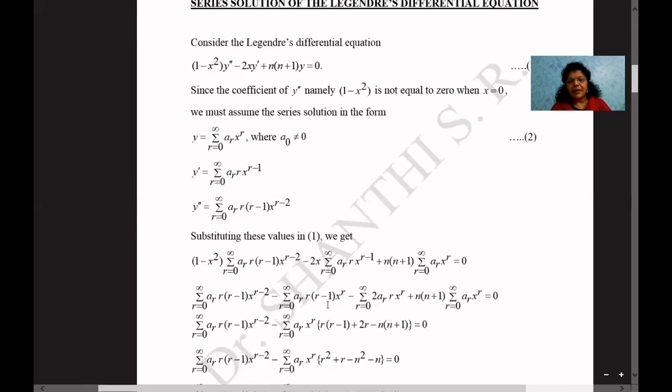Minus of sigma r equal to 0 to infinity. Minus I have taken outside, so this will be positive. That is, the first term is positive. The second term is also positive because I have taken minus outside. And the third term will be negative because minus is outside.